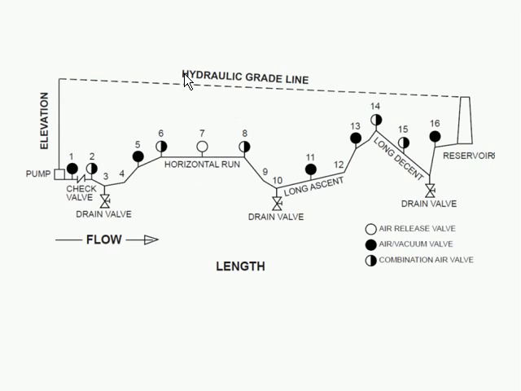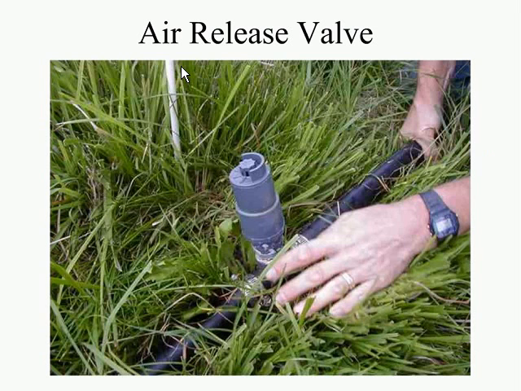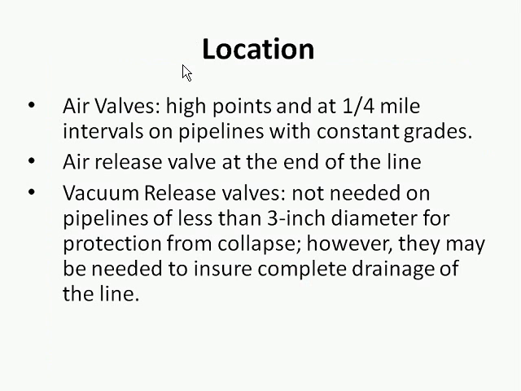And then the air release valves. When you turn on the system and water comes into your system, you need some place for the air to go, and it can go out the air release valves. Here's an example of an air release valve on an HDPE pipe. Location: typically high points in your system. If you've got quarter-mile long grades, you'll put an air release valve in there. Always have an air release valve at the end of your system.